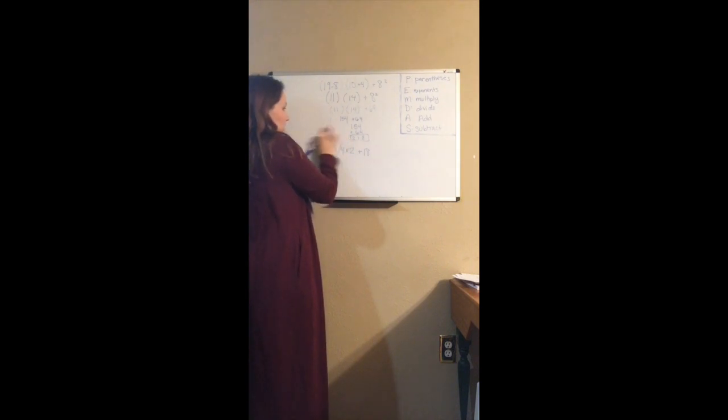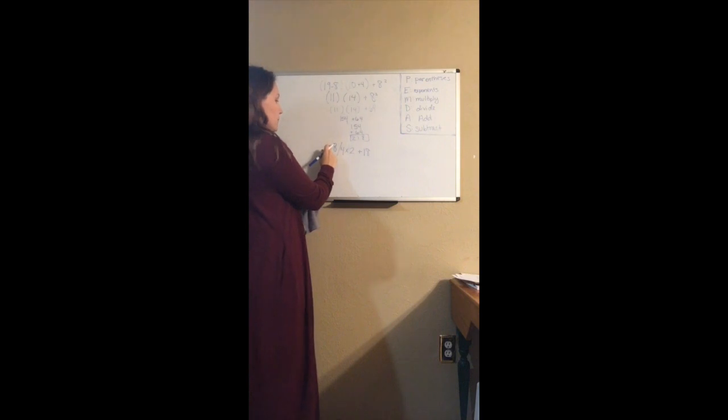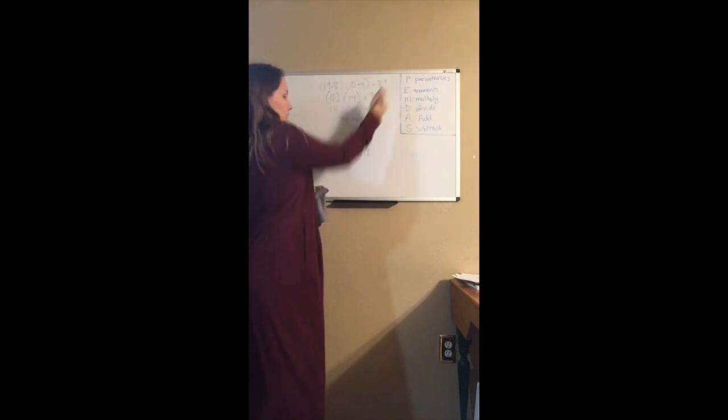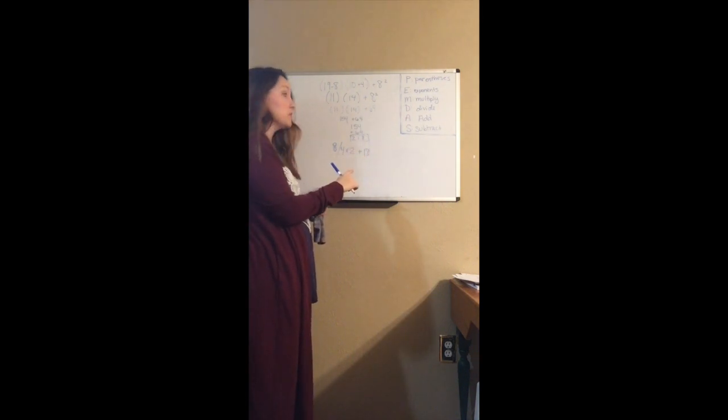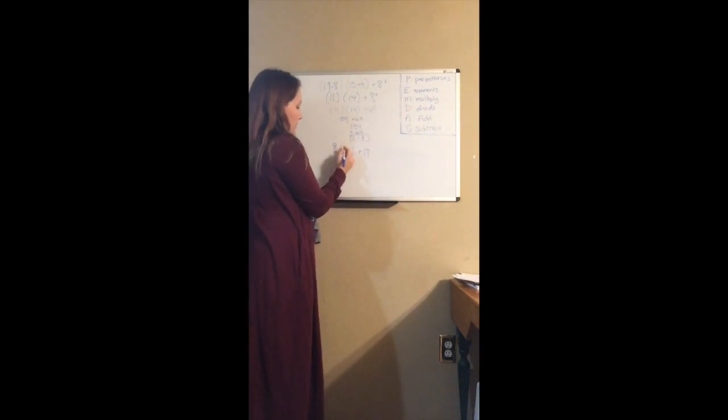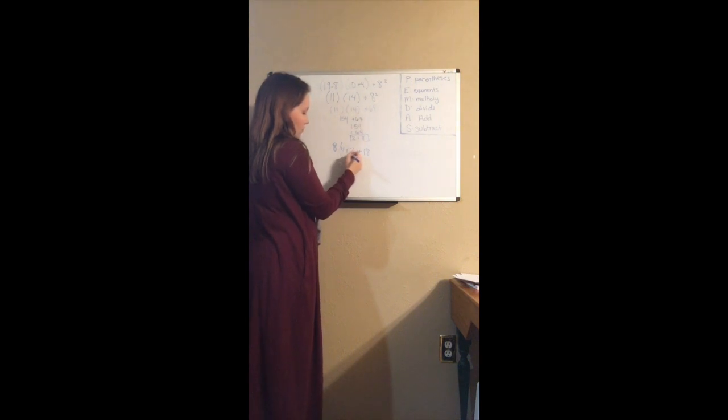I'm going to erase this so that it becomes a little easier to see this problem. So our next problem is down here. So parentheses, no parentheses. Exponents, no exponents. So then we go to multiplication. Well, we have multiplication right here. So 4 times 2 is 8.